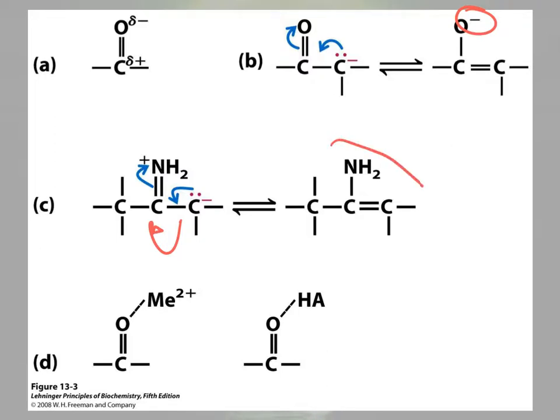Does anyone remember from organic chemistry what this is called? It's one that I just like to say because it's fun. This formation. It's an enamine. Because it's an ene and an amine, so they call it an enamine.